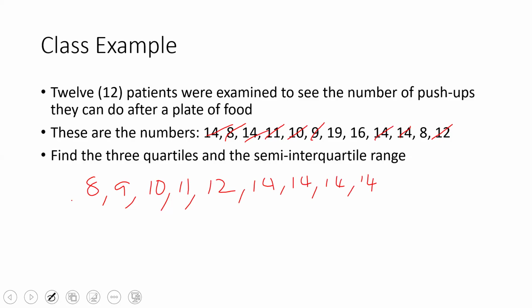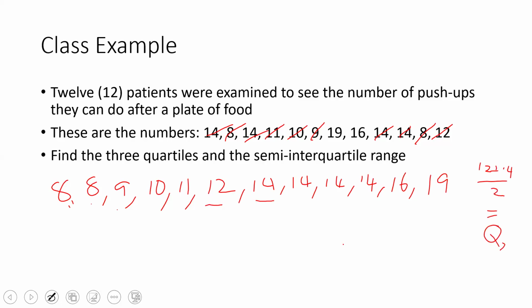Oh, my 8 is 2. I can see another 8 here. And then I have 16, and then I have 19. 1, 2, 3, 4, 5, 6, 7, 8, 9, 10, 11, 12. So the first thing to do, if you are to find the quartiles here, is to divide it into 2. So I have 1, 2, 3, 4, 5, 6. I have another 6 here coming from behind. So 12 plus 14 divided by 2 will give me my Q2.